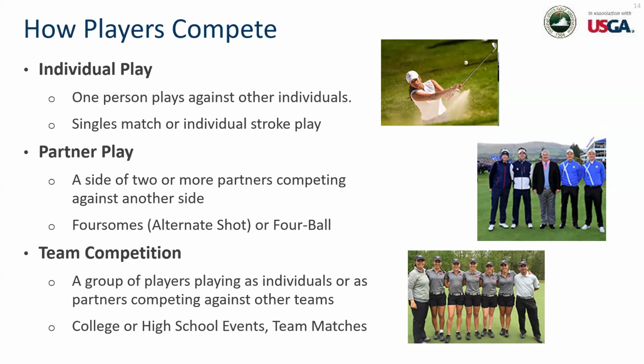In the last picture, the team competition, you could have a group of players that are playing either as individuals or as partners, as you also compete against other teams. The committee in charge of the competition determines exactly how the teams compete against each other, including how many individual scores or how many points a match is worth. For example, in more of a college format, there could be five players on a team, but only four scores of the five players will count.